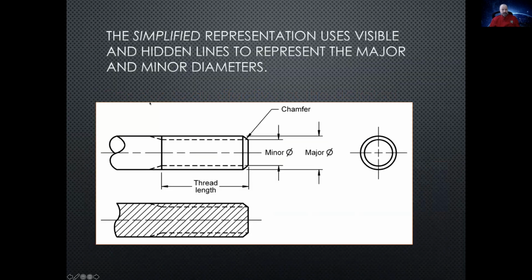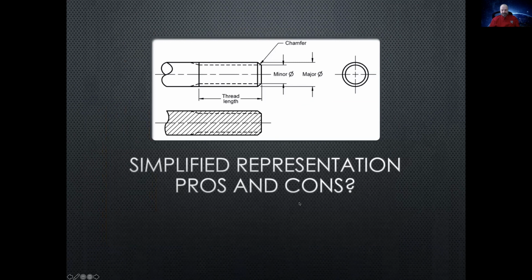So this is kind of what it would look like if you went from the schematic all the way down to the simplified representation. This is just showing the bare minimum: minor and major diameters, thread length, and chamfer, and then you would put a note in to indicate what the pitch and all of that is. You'd specify it in a thread note from one of the standards.